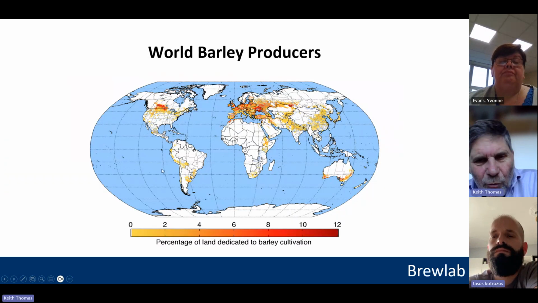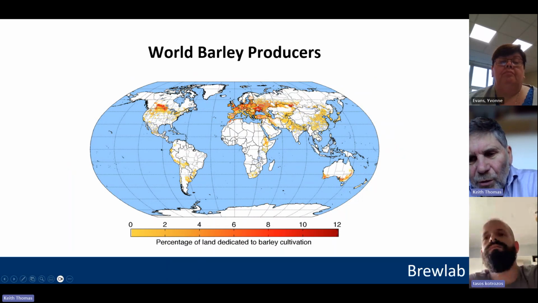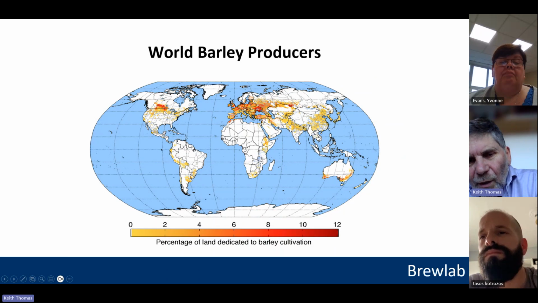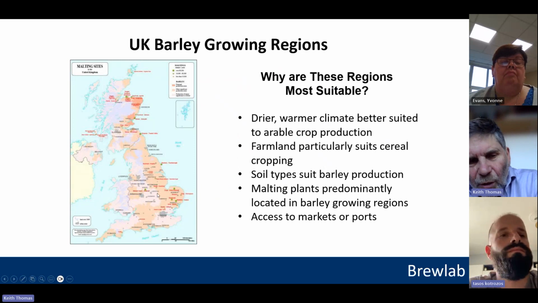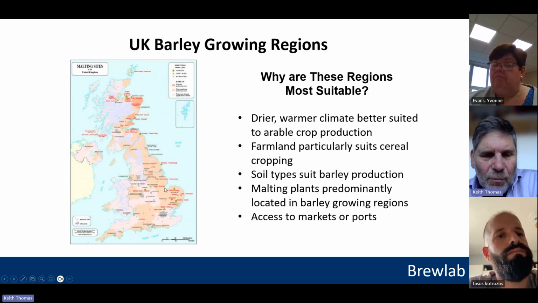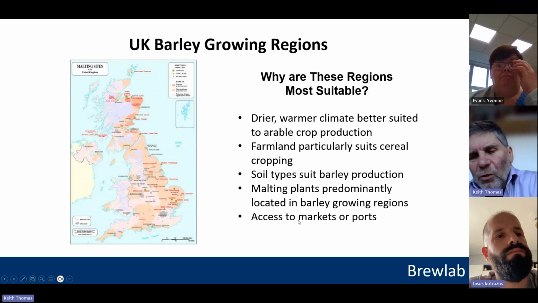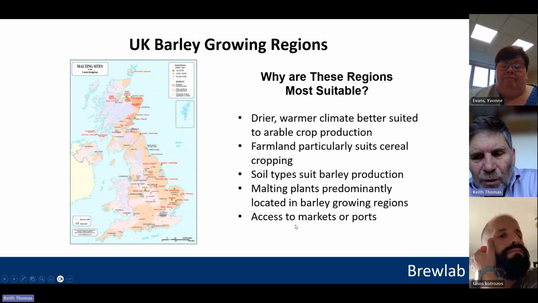Jumping back to barley, grown around the world, we can see all the places where it's grown, from temperate to even tropical regions. So in a sense, every continent will have its own supply to different degrees. And in the UK, it's usually in the east of the UK and Scotland, because it's a little bit drier and therefore not going to develop so much mold. Certain soil types are better, and it needs certain access to distribution and transport.